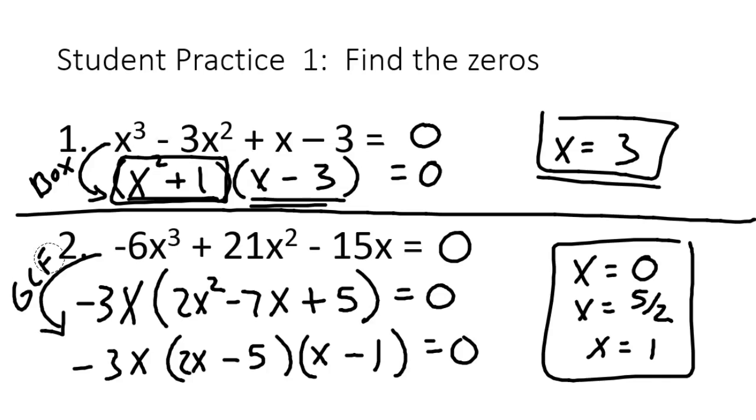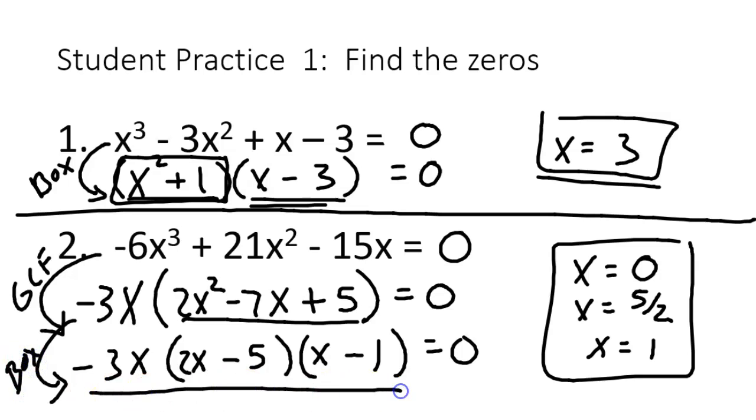Next, we have this trinomial, and that's a box method. So to get from there to there, we would do the box method again for our trinomial. And ultimately, you would have ended up with something kind of like this.